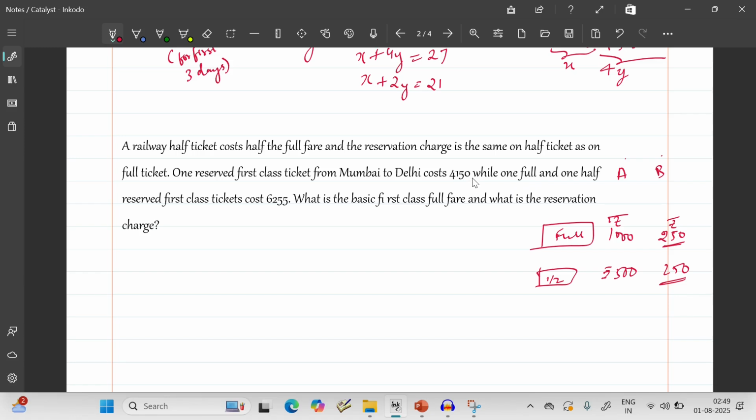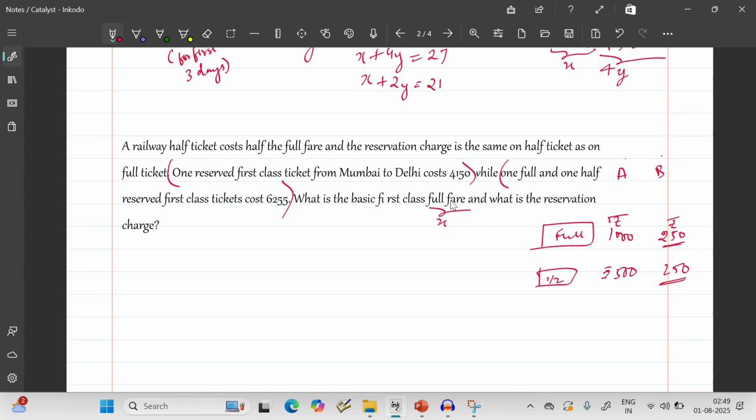6,255 rupees. So from here to here we are going to get one equation, and from here to here we are going to get another equation. Now let us assume what is x, what is y. So let's see here, what is the basic first class full fare? The first class full fare we are assuming as x, the total cost of the ticket.